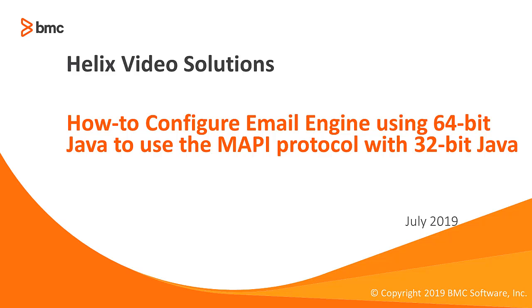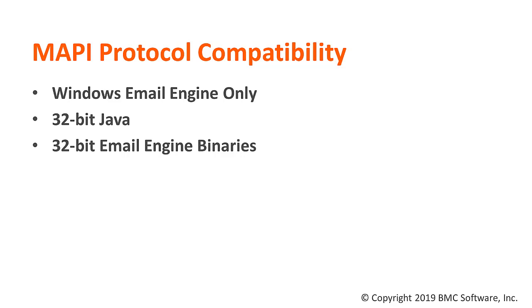This video explains how to configure the email engine to work with 32-bit Java when the MAPI protocol is required. As per the compatibility matrix, the 64-bit Java virtual machine does not support the MAPI protocol. In order to use MAPI, we need to ensure the email engine is installed on a Windows server, 32-bit Java is installed and available, and the 32-bit email engine binaries are available.